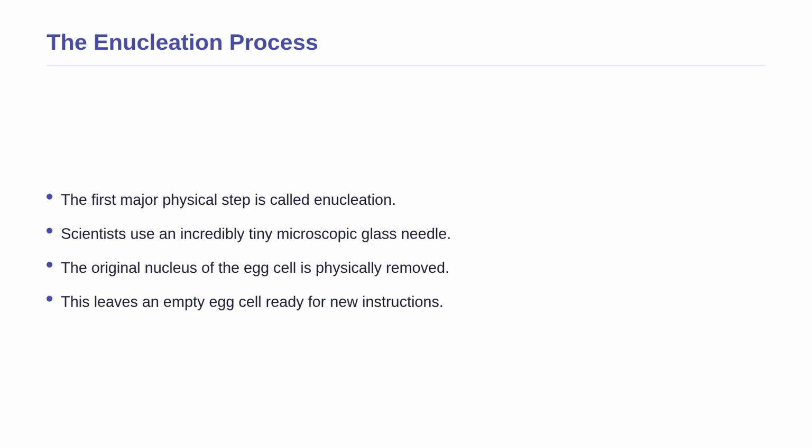Building on that definition, let us explore exactly how the first step of this mechanism is performed under the microscope. The process of removing the original nucleus is called enucleation. We start with an unfertilized oocyte, which is just a scientific term for an egg cell. Using an incredibly tiny microscopic glass needle, scientists carefully pierce the egg and physically extract its original nucleus. This leaves us with an enucleated egg, a cell that has all the machinery to build life, but currently has no instructions to follow.